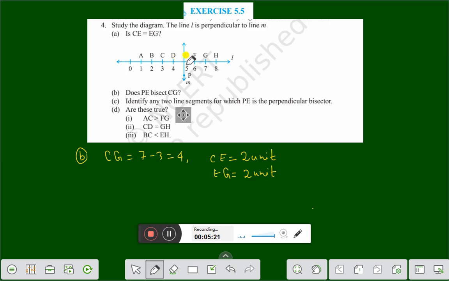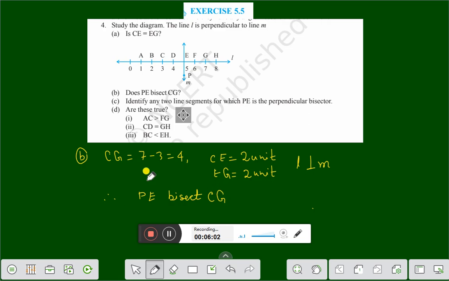That means this is the middle point. Right? Therefore, you can say that, not only that, PE and M is also perpendicular to L. That is right, L is perpendicular to M. Therefore, we can say that PE bisects CG.